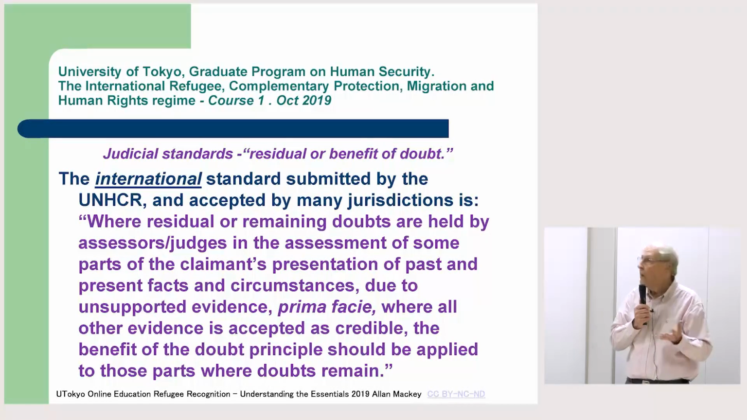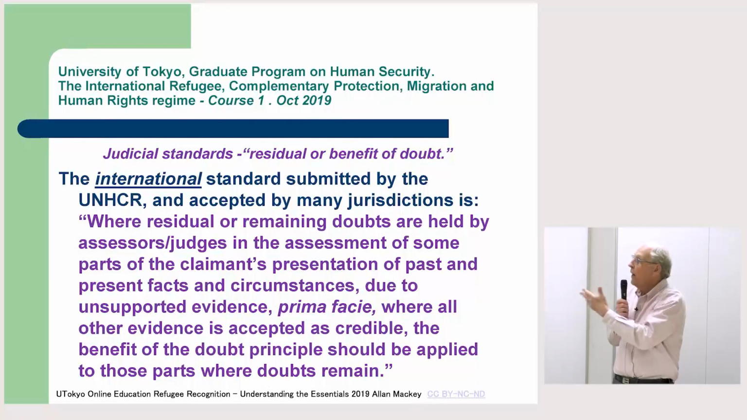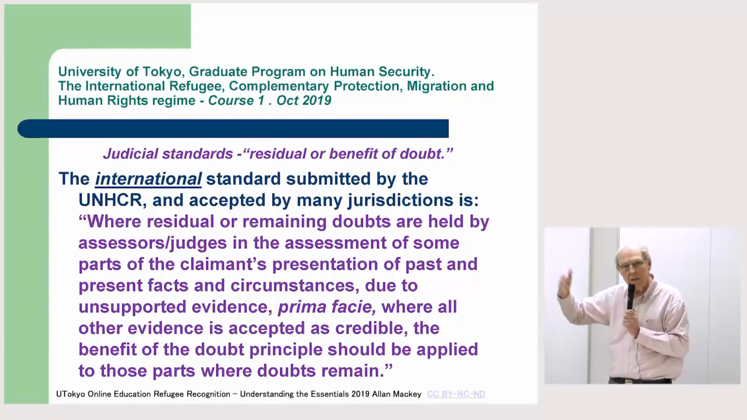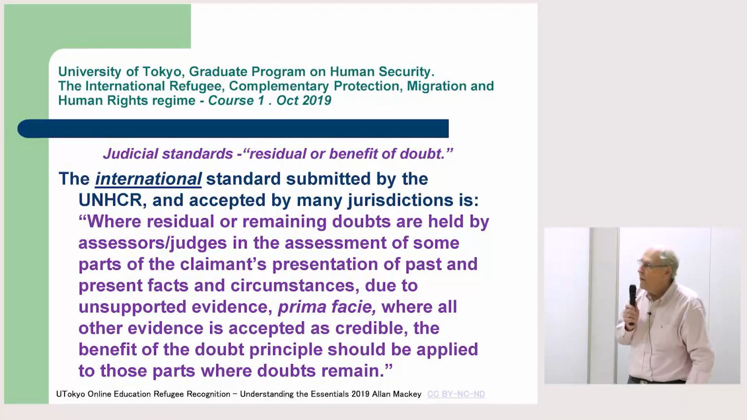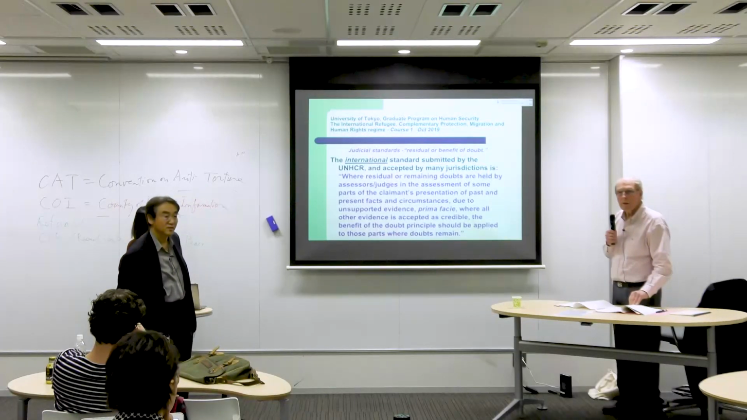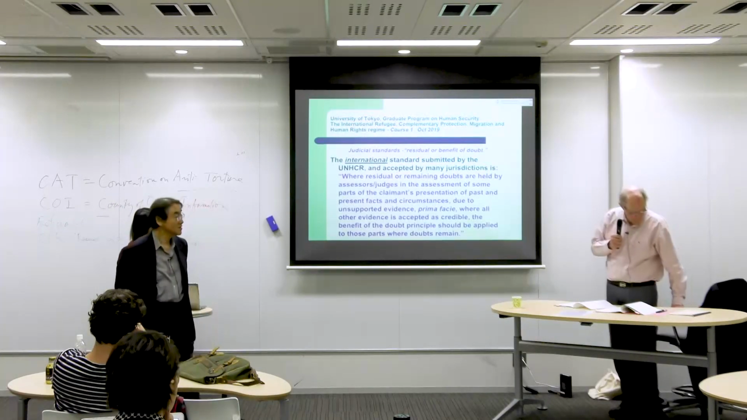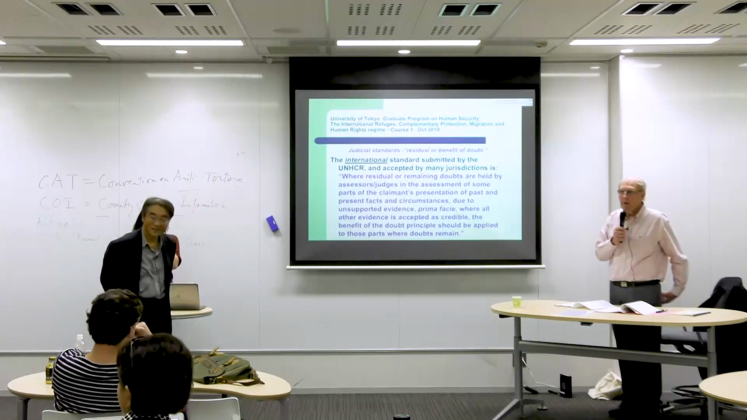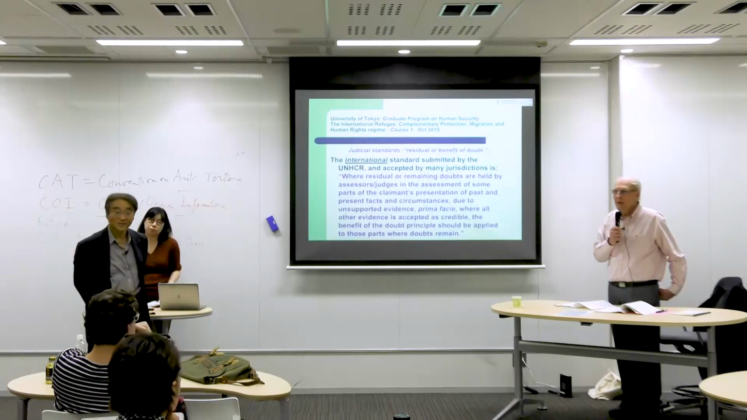So that's the benefit of the doubt, but it only applies to the credibility assessment of the evidence of the claimant. It is not for assessing how serious the risk of being persecuted is. That is another test done on the totality of the evidence. All right? Okay. Do you understand the benefit of the doubt related to technical things? Do you understand the concept of it? Anybody who doesn't understand it?